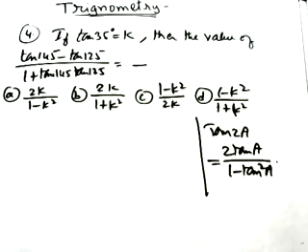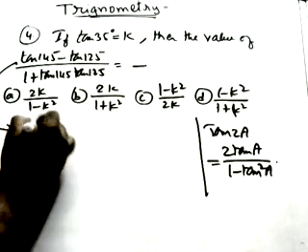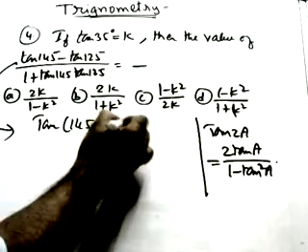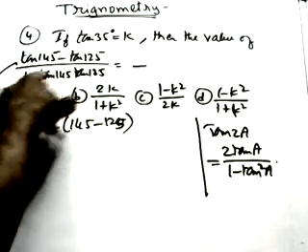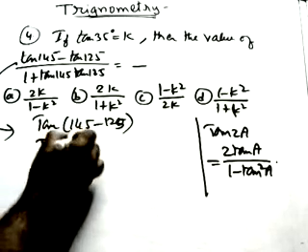Now see the next question. Before going to the next question, we know the formula of tan 2a is 2 tan a by 1 minus tan square a. Now this is the direct formula: tan a minus tan b by 1 plus tan a tan b is tan of a minus b.